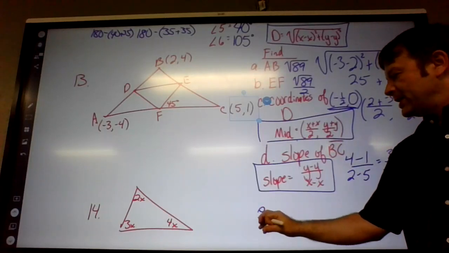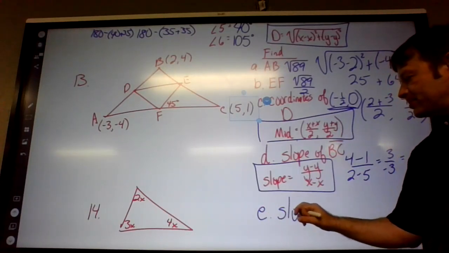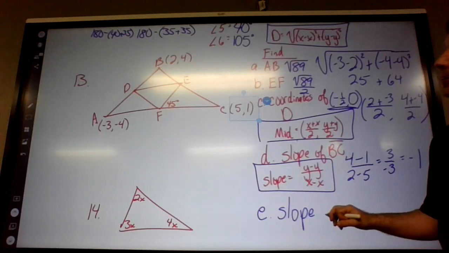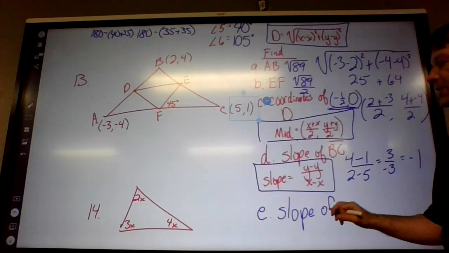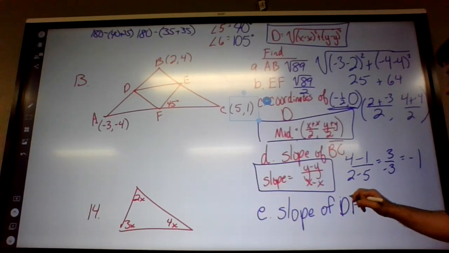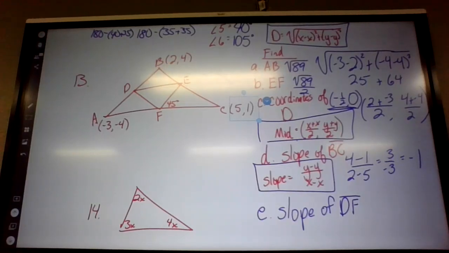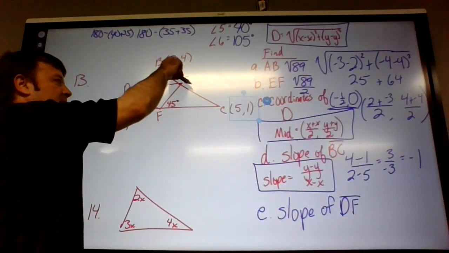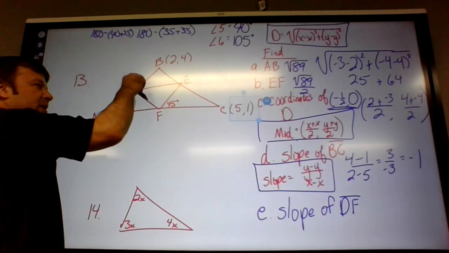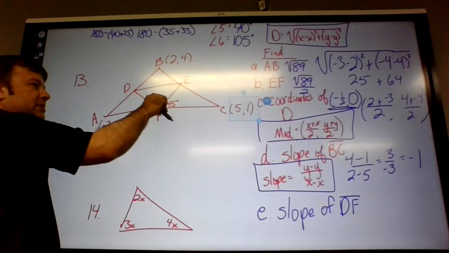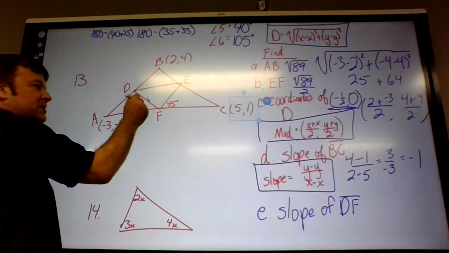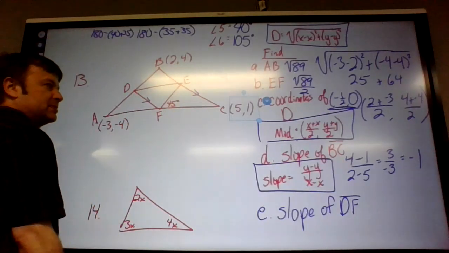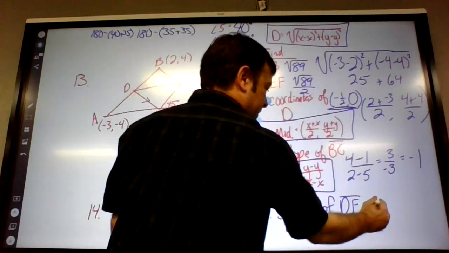Okay, I was running out of time, so I didn't write this down in the other class, but it's supposed to say slope of DF. Okay, so if this slope is -1, what's this slope right here? -1. Because these lines are parallel, they should have the same slope. So it's also -1.